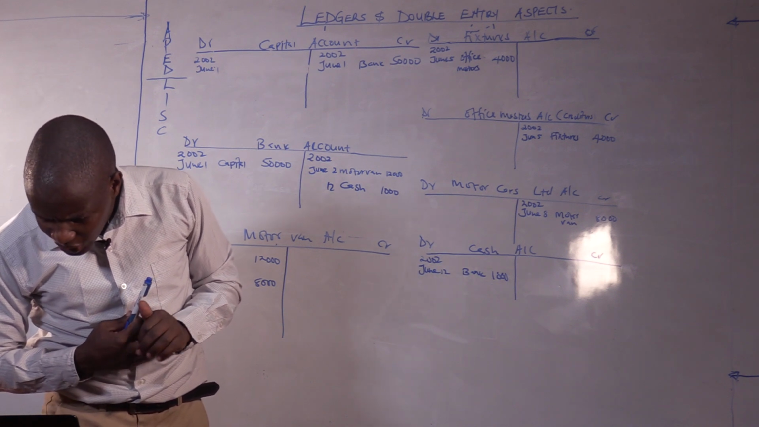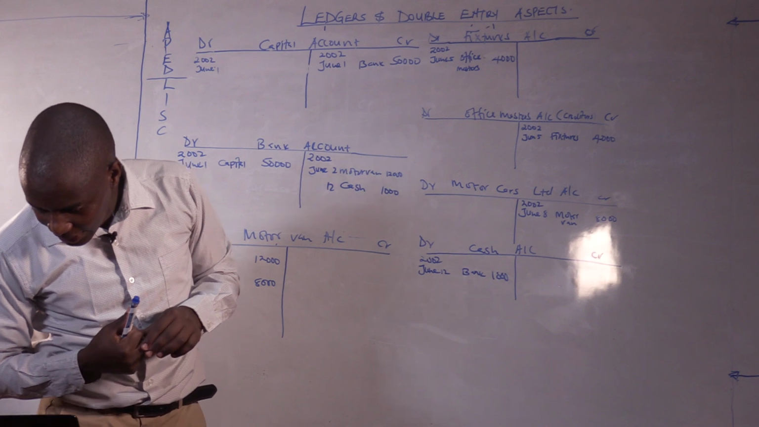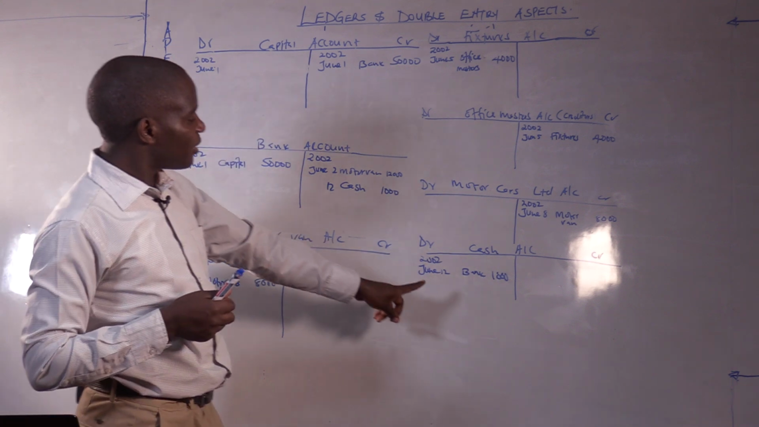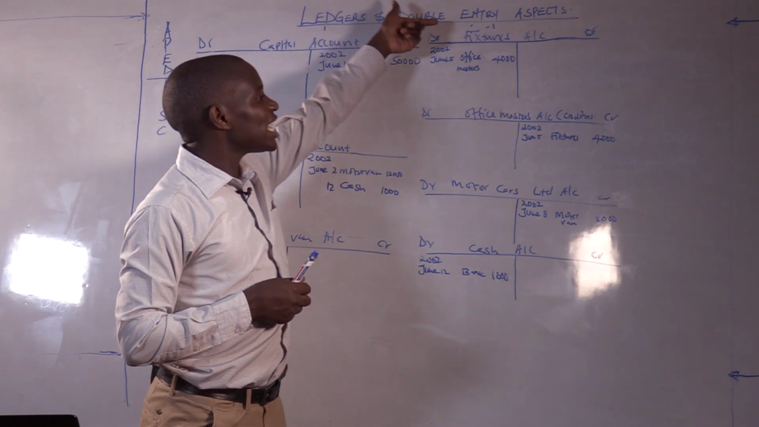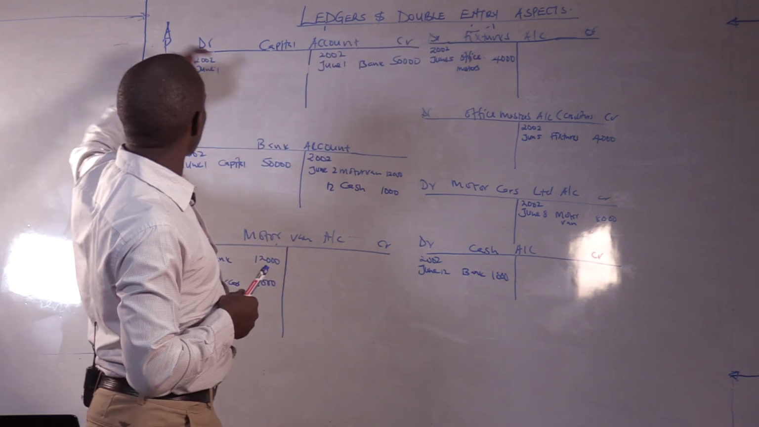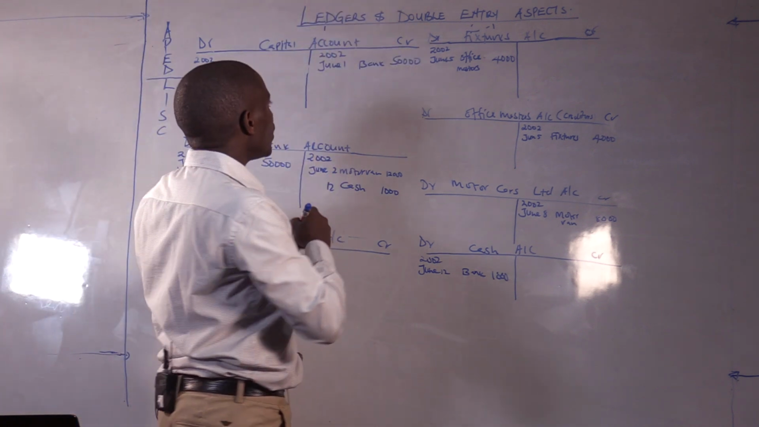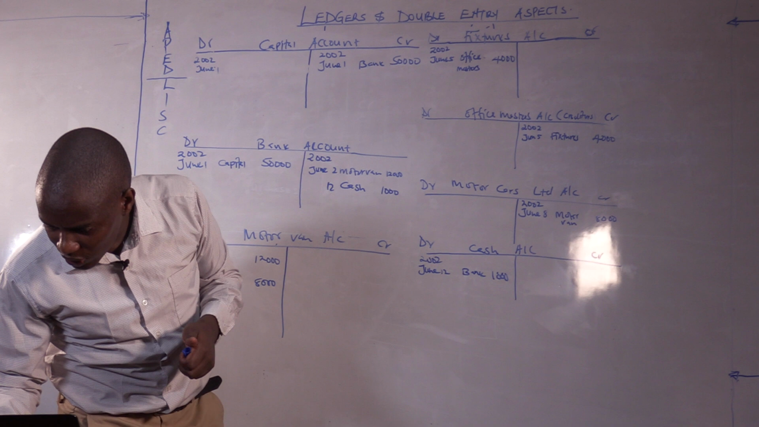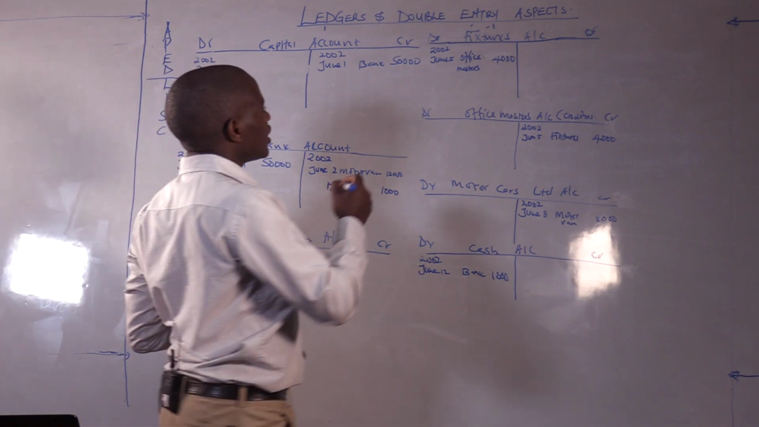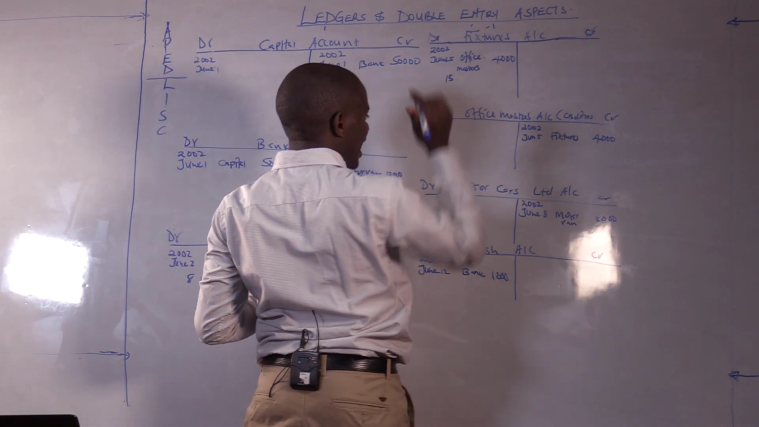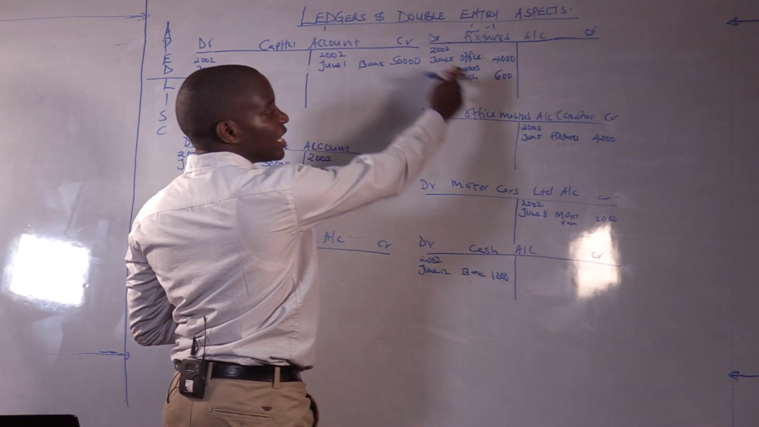Then the other transaction is on 15th. On 15th, we are told that he bought fixtures paid by cash, 1,600 shillings. So in this case, fixtures will be increasing. Fixtures is an asset, and whenever assets are increasing, what do we do? We debit. So here the date of the transaction is the 15th. The other affected account here will be cash. So how much? 600. Cash is giving out some money.